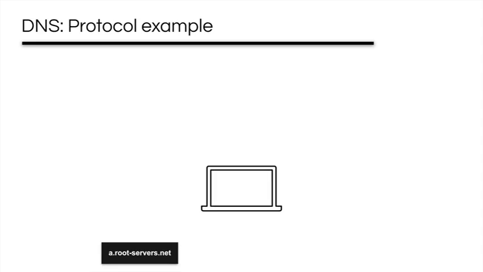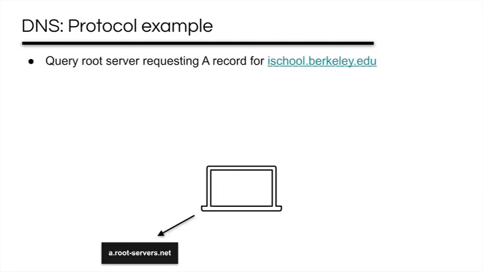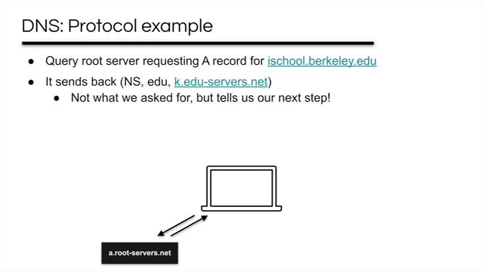So let's do another example, this time with the actual protocol in mind. This is actually based on a real query that I did by hand. We start by querying a root server requesting the A record for ischool.berkeley.edu. We want to know its IP address. And the server sends back this NS record. Of course, this is not what we asked for. But it's basically its way of saying, I don't know the answer to what you want, but here's a name server that knows something about domain names ending in .edu. So now we know about this other name server to ask.